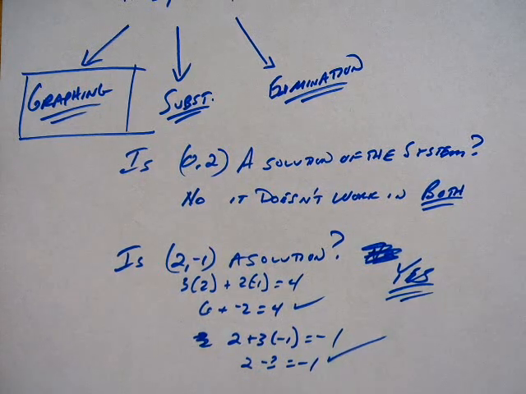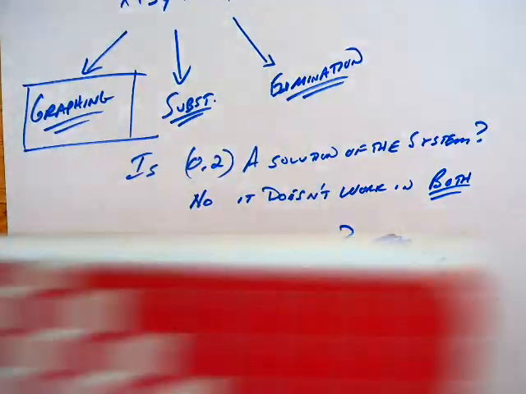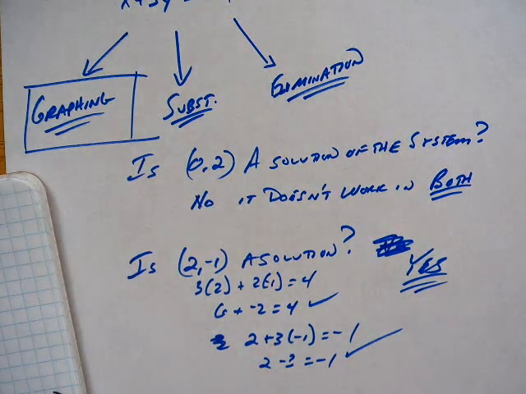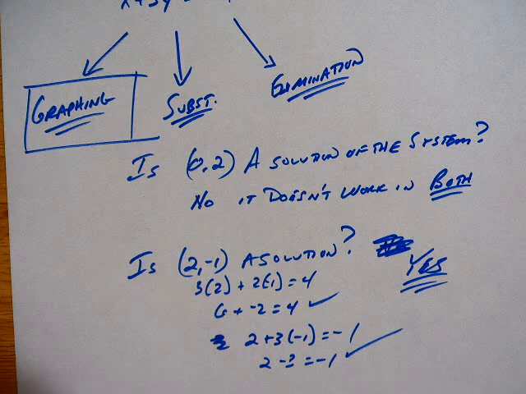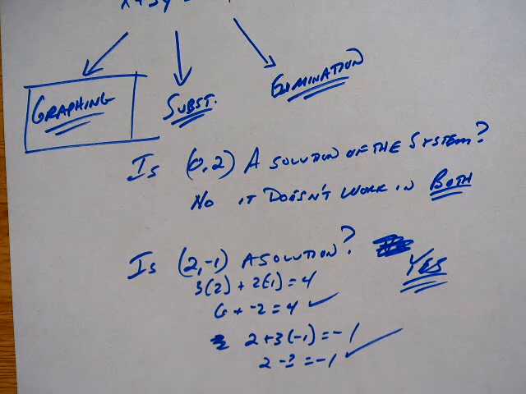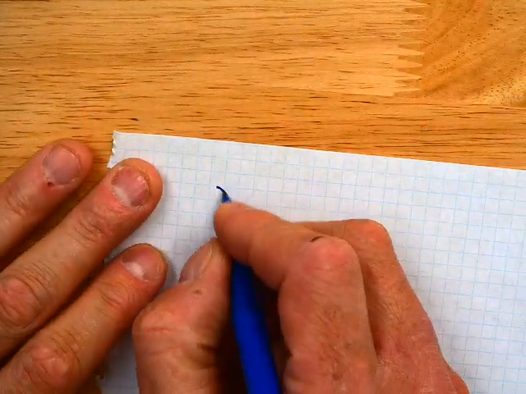Yes, it's a solution. It works in the first one because 3 times 2 plus 2 times negative 1 equals 4. 6 plus negative 2 equals 4. That works. Okay, go to my next one. 2 plus 3 times negative 1 equals negative 1. 2 minus 3 equals negative 1. Yes, it works in both. So the way I've corrected it, yes, it's a solution.